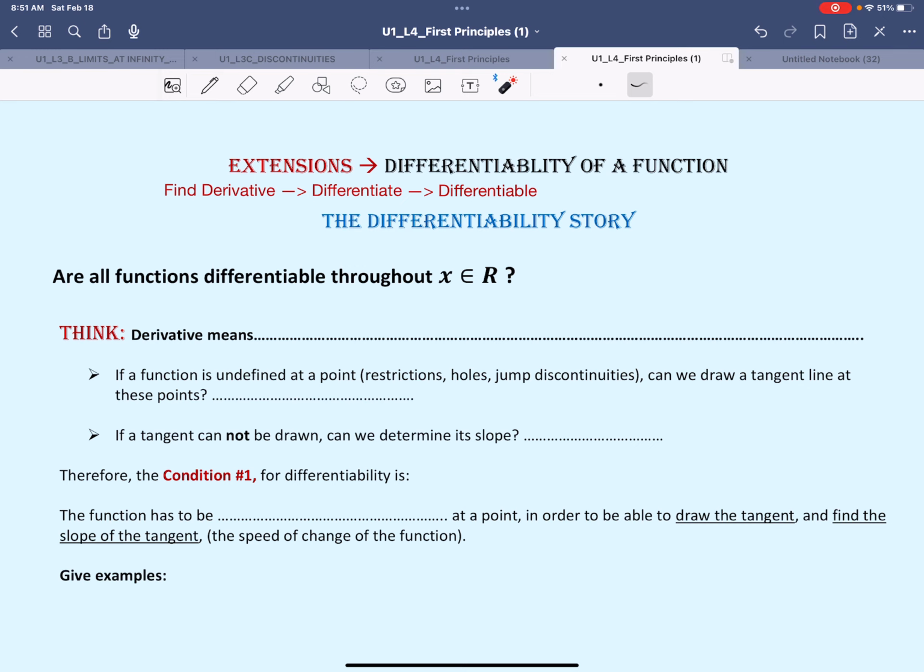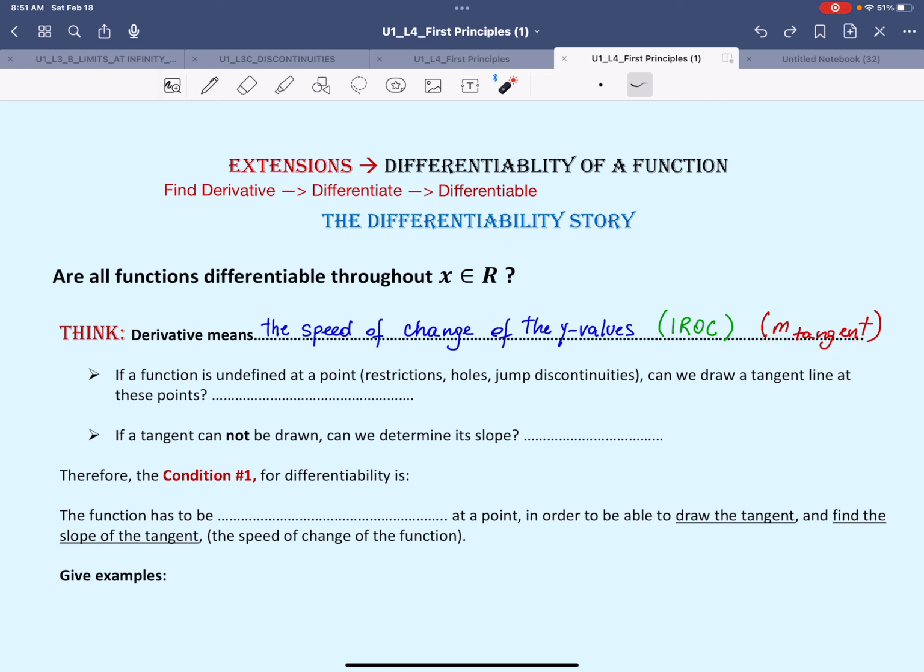Now, you're probably wondering, what's the story with differentiability? Aren't all functions differentiable? Well, in order to understand this, we're going to go back to the definition of the word derivative. We say that derivative means to find the speed of change of the y values, or in other words, the instantaneous rate of change of a function. We found that by measuring the slope of the tangent line drawn on the graph of a function. So in order to find the derivative, we need to be able to draw the tangent line, measure the slope, and that would be the derivative.